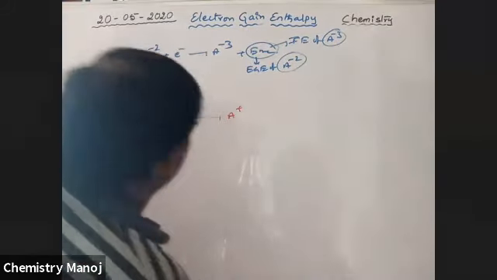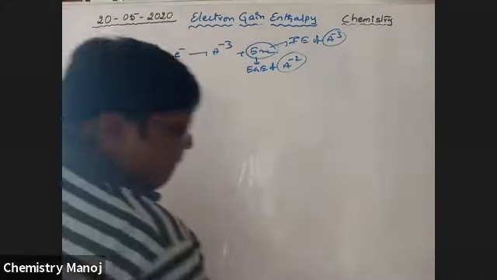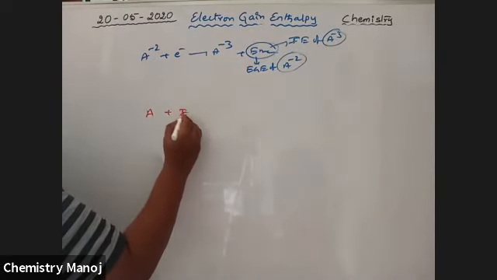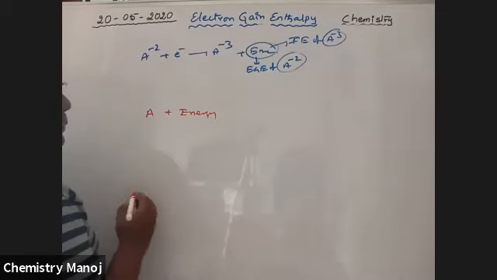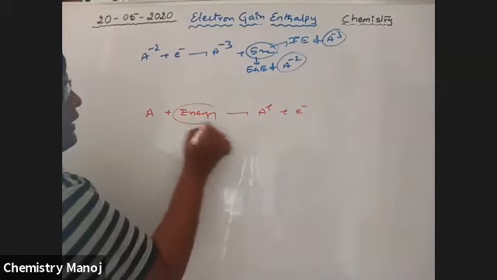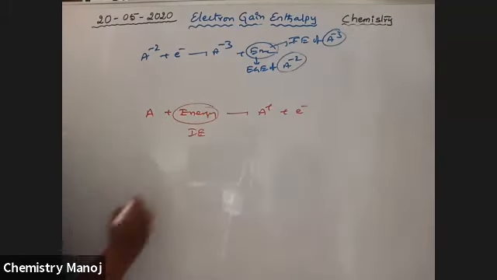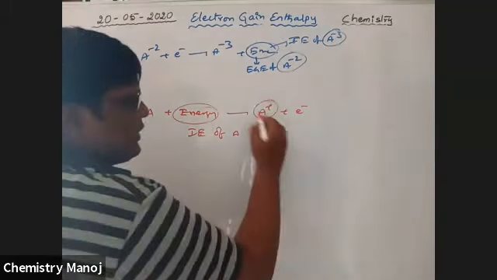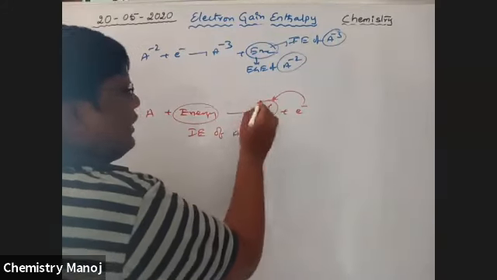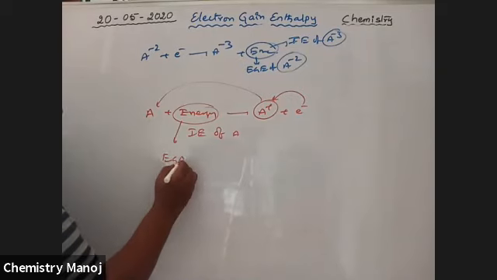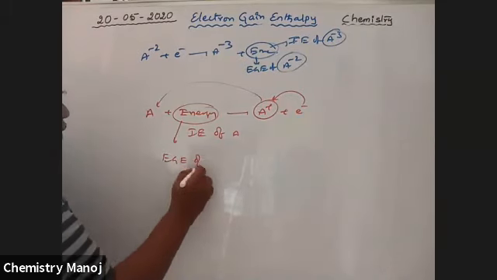See here. There is A. I applied some energy and it converts into an A plus ion by the removal of an electron. This energy is called the ionization energy of A. At the same time, if there is an A plus ion and an electron is added, it converts into A and this much energy is released. This is the electron gain enthalpy of A plus.